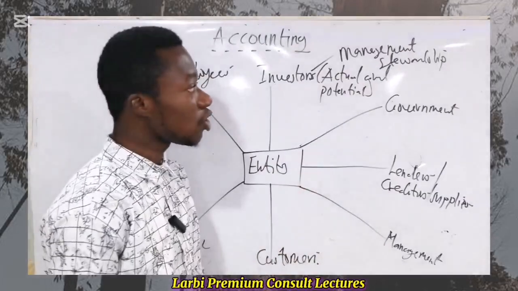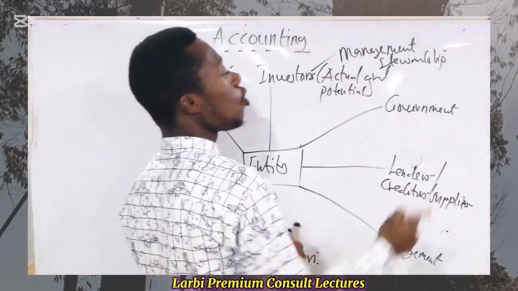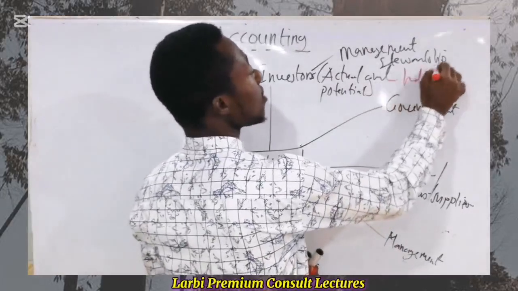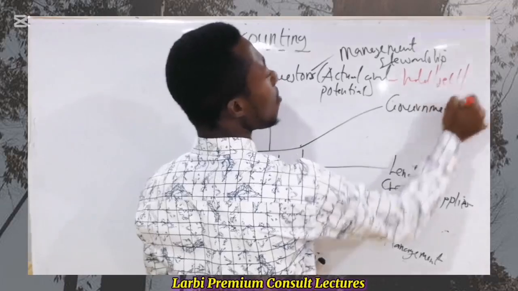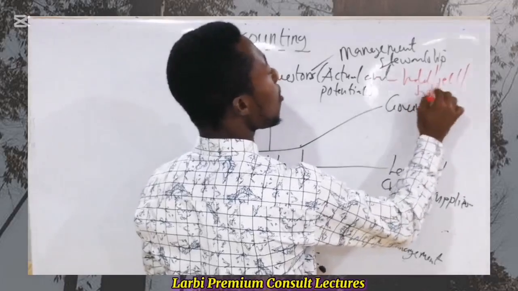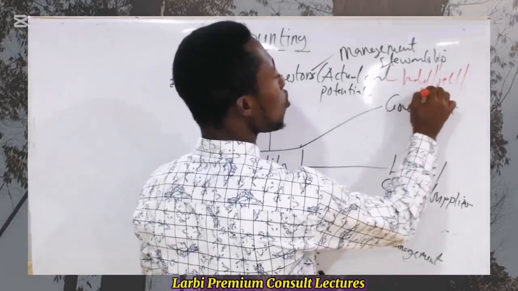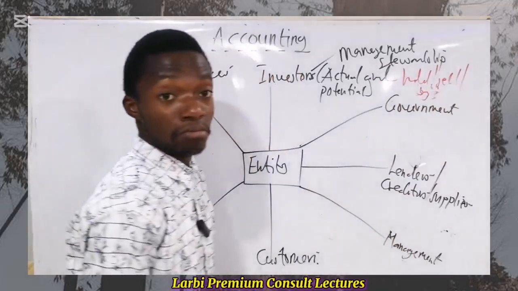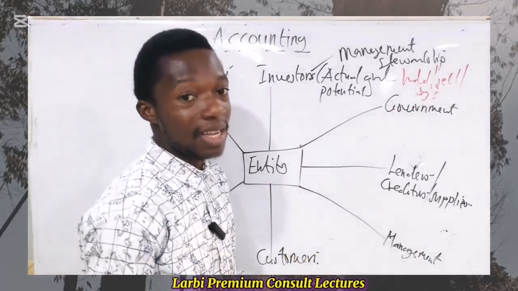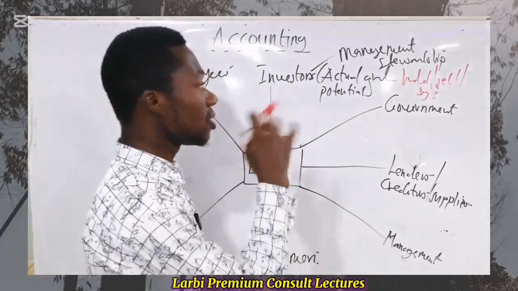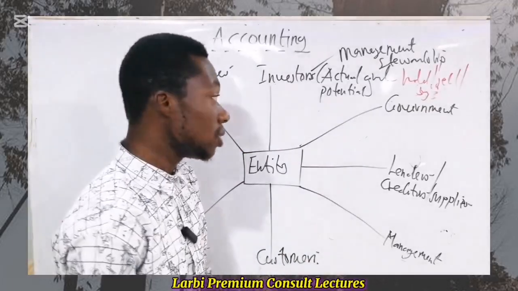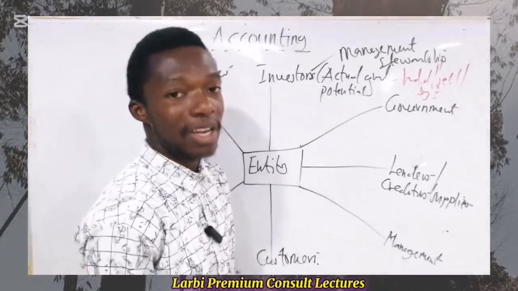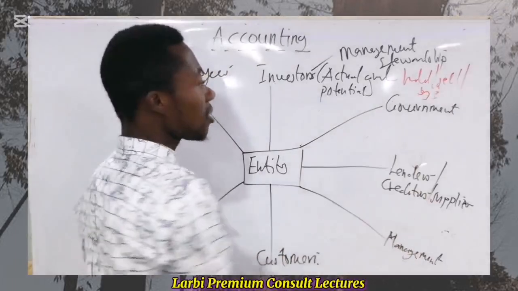So management stewardship, whether they should hold their investment, sell it, or buy, or whether the business can pay them dividends as and when due. So these are the things that investors look out for when it comes to the financial statement or the accounting information. Back to government.